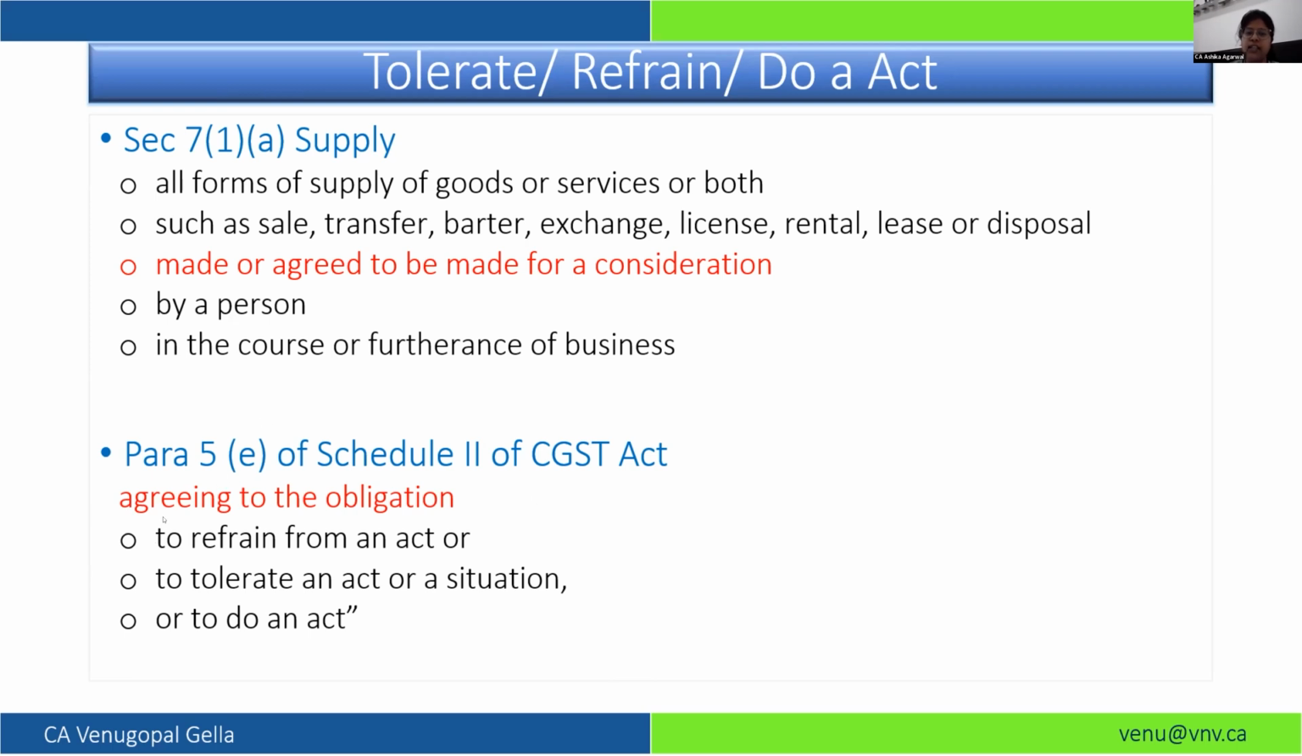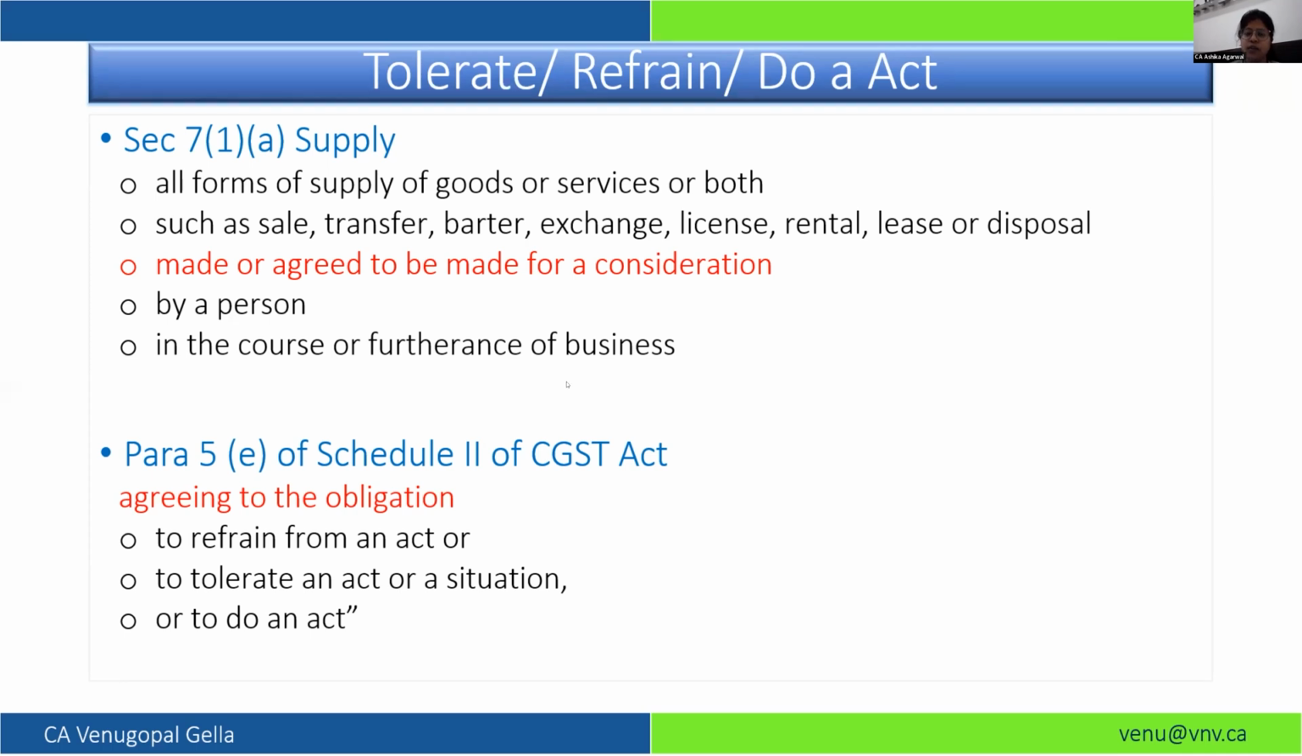Even in para 5(e), it starts with agreeing to the obligation. When we say the word agreed, it means that both the parties mutually agreed either to do that act, or mutually agreed that they will not do that act, or mutually agreed that they will tolerate an act. So there should be an agreement between the parties. If that agreement is not there, the question arises whether the tax can be demanded under GST, whether it can be considered as supply. Because one of the important things is that there should be an agreement. It's not that the agreement should be written, it can also be implied. But we have to think about the intention of the agreement.